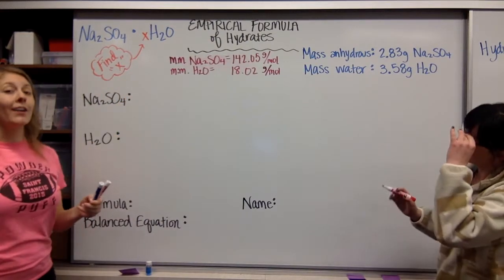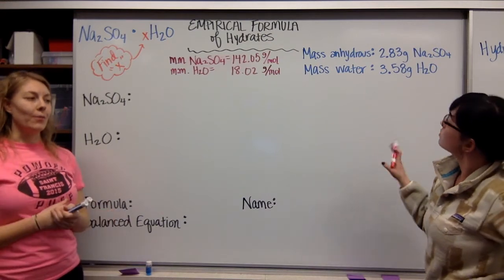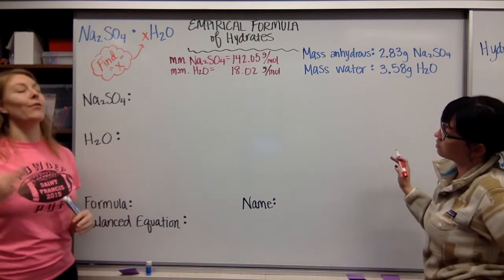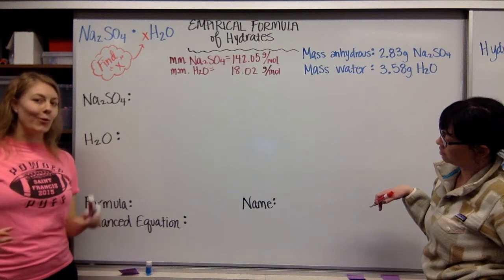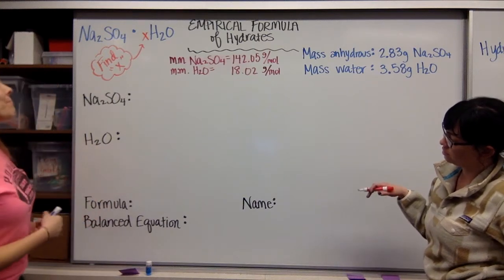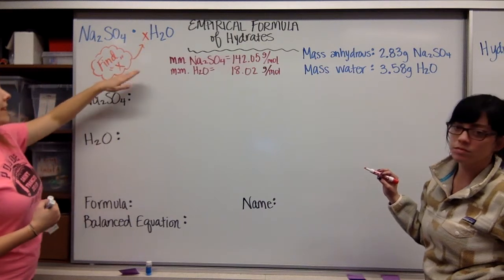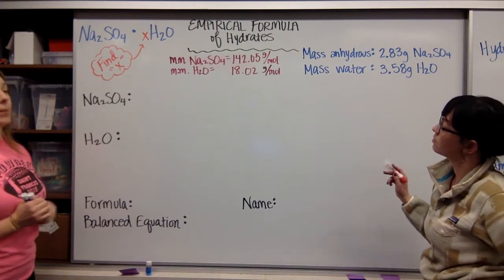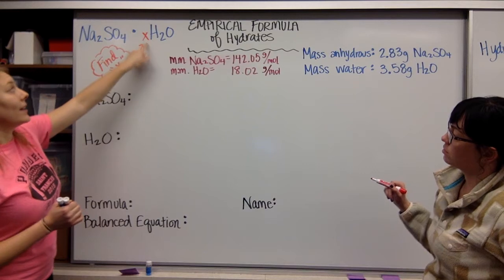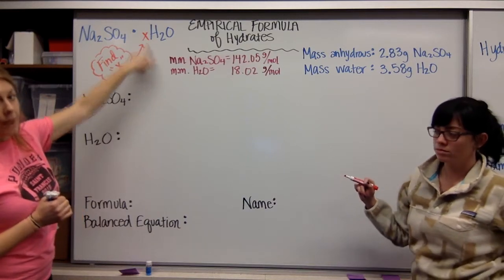Okay, so remember our rhyme for empirical formula. Percent to mass, mass to moles, divide by small, multiply to a whole. We're going to use that here. So, here's our hydrate. We're looking for X. That's ultimately what we're doing to find the empirical formula. This is the empirical formula. We just need to plug in a number here.